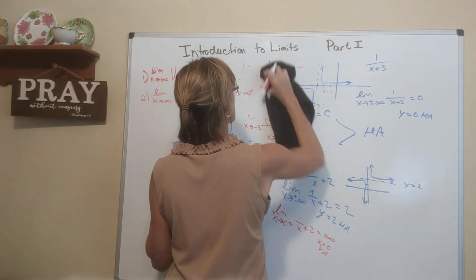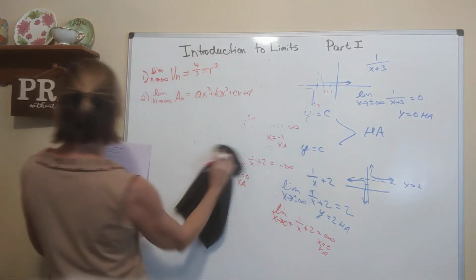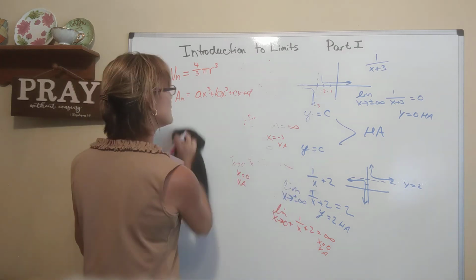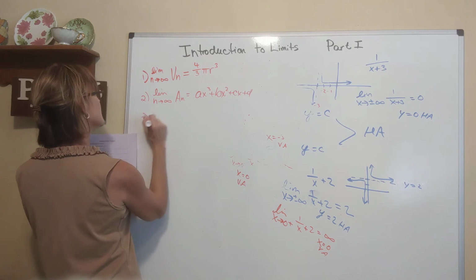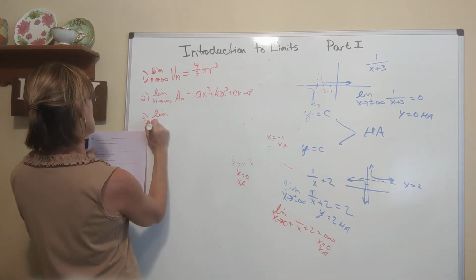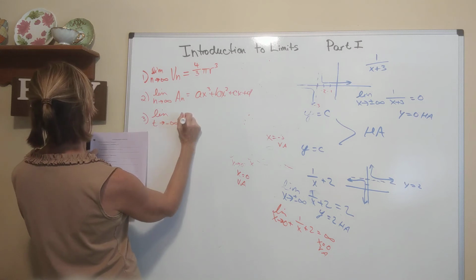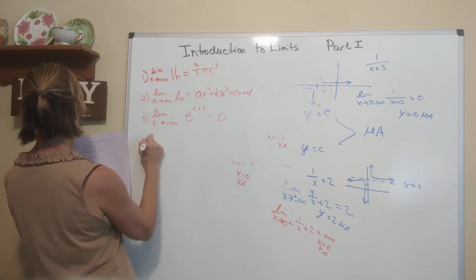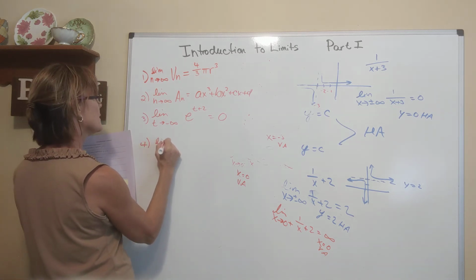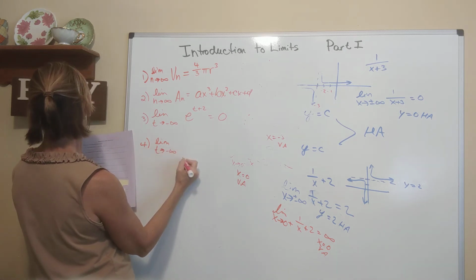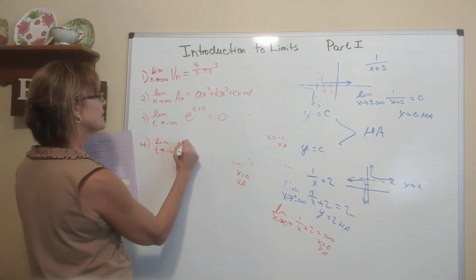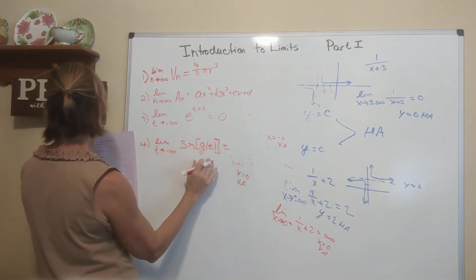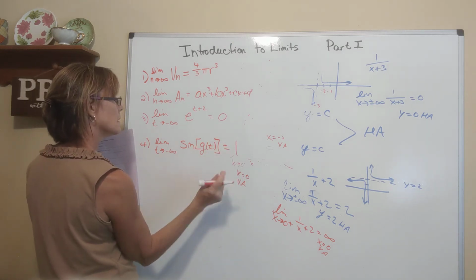Number 3 says, as t approaches negative infinity, e to the t plus 2 approaches 0. So for number 3 we would say the limit as t approaches negative infinity of e to the t plus 2 equals 0. Number 4, the limit as t approaches negative infinity of the sine of g of t approaches 1.